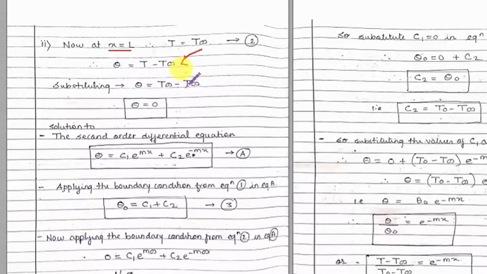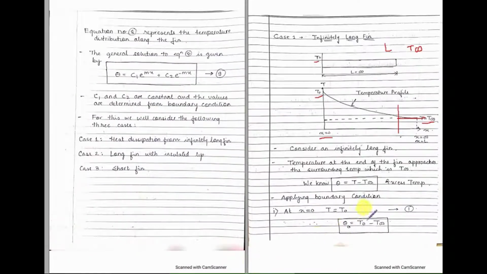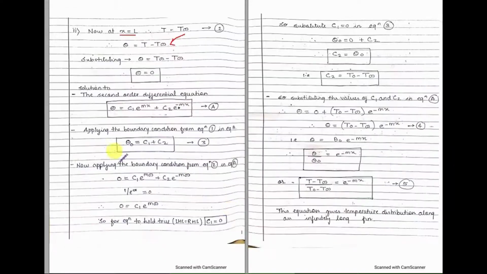Now we know this is the solution to the second order differential equation. Now we will substitute the values. Applying boundary condition number 1, what was boundary condition number 1? At x is equal to 0, theta is equal to theta 0, or T is equal to T0. We will substitute this boundary condition in this equation.